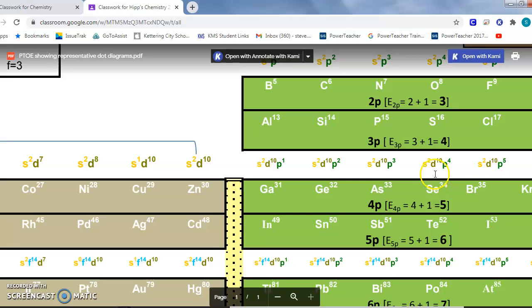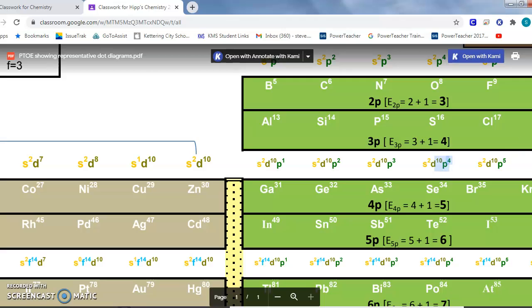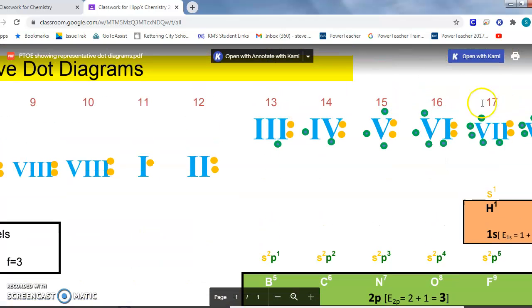How many valence electrons does tellurium have? Those are the electrons that are in the 5s2 and the 5p4. 2 and 4 is Roman 6.